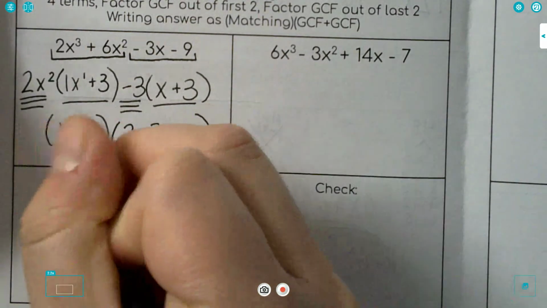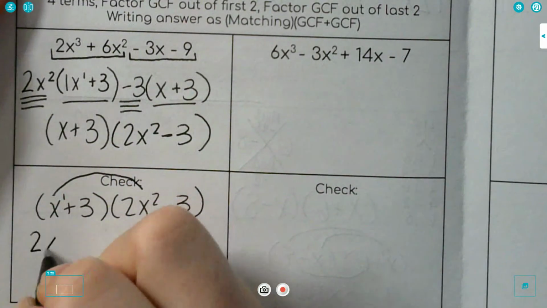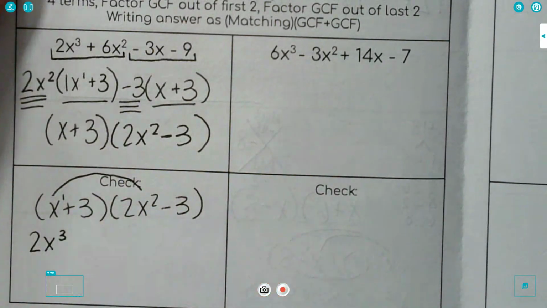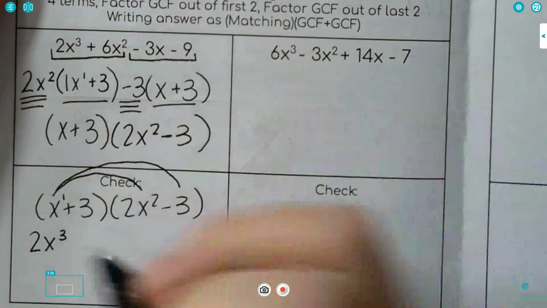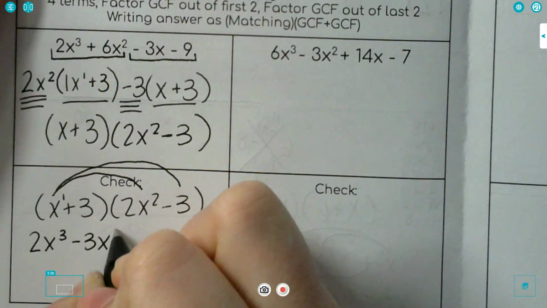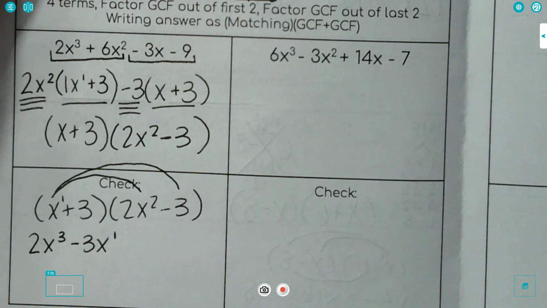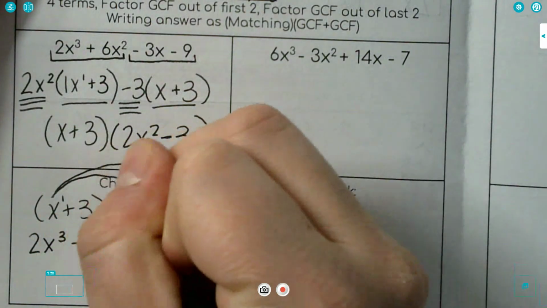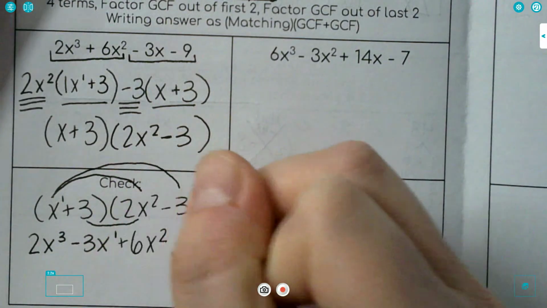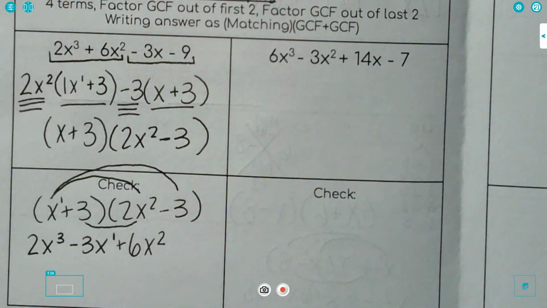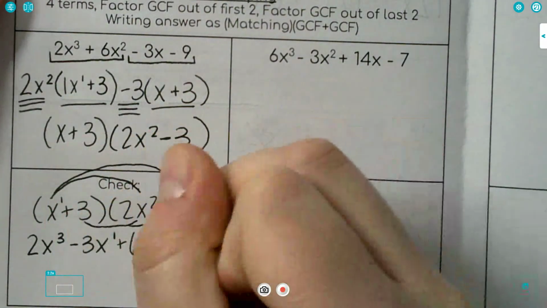Okay. X times 2x squared. I've got an imaginary 1 there. I can add my exponents. So I've got 2x to the third. X to the first times negative 3 is negative 3x to the first. 3 times 2x squared. 3 times 2 is 6, and I still have my x squared. And then 3 times negative 3 is negative 9.